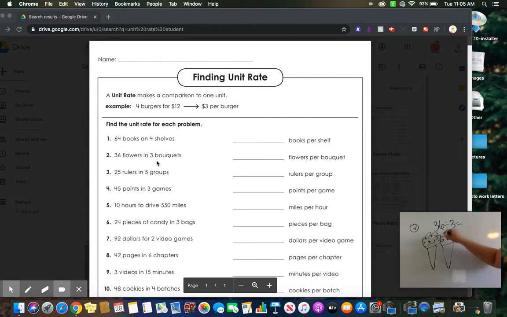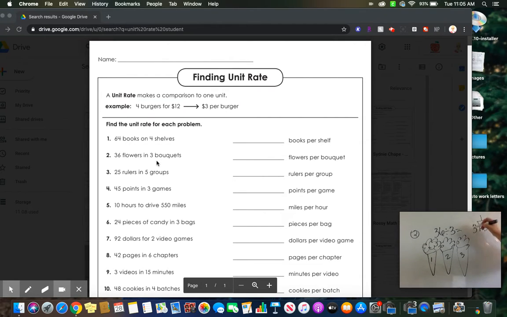1, 2, 3. Right? Here's 1 bouquet, 2 bouquet, 3 bouquet. You have 36 flowers in all, and you want to separate them equally between 3 different bouquets. Okay, so you're going to divide 36 divided by 3. You can use your calculator or you can do it this way. 36 divided by 3, right? 36 in total, 3 groups. How many in each? 3 goes into 3 how many times?